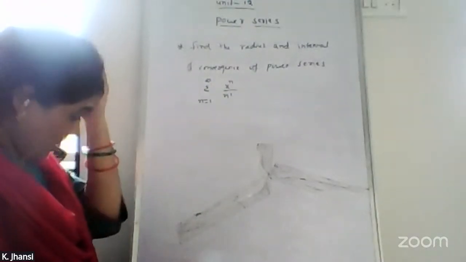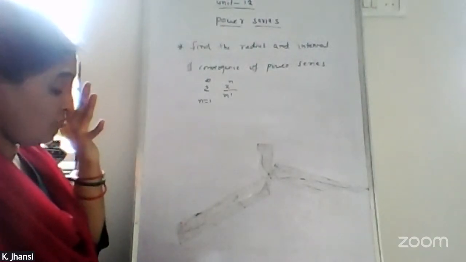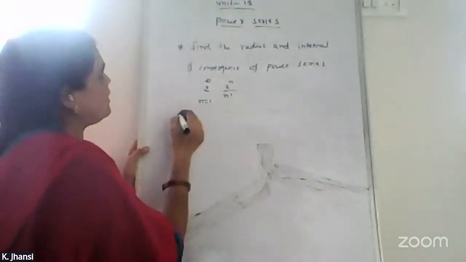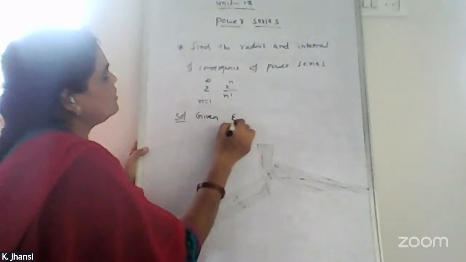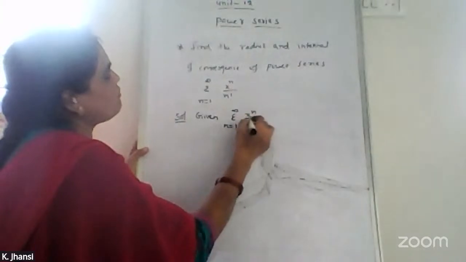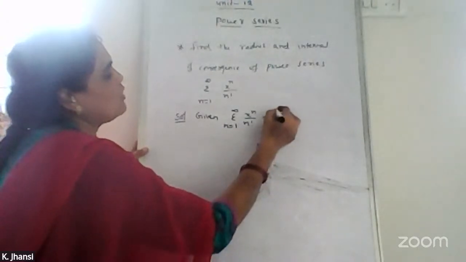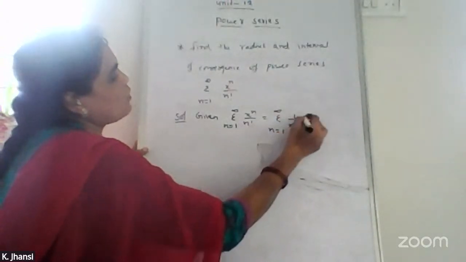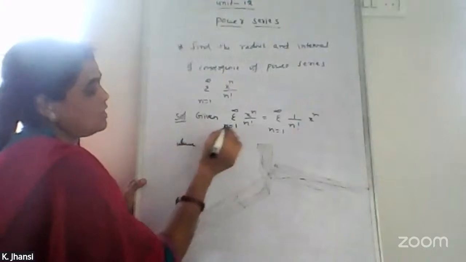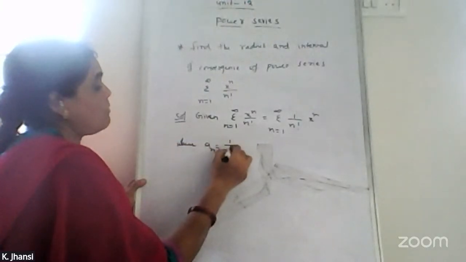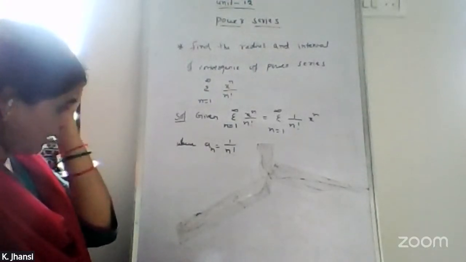So here we have the summation of x to the power of n by n factorial. This we can write as summation n equals 1 to infinity of 1 by n factorial into x to the power of n, where the an value is equal to 1 by n factorial.